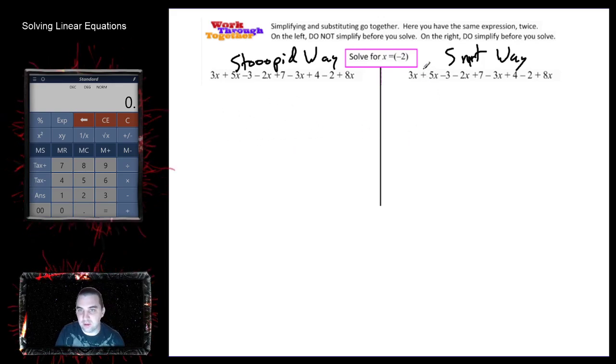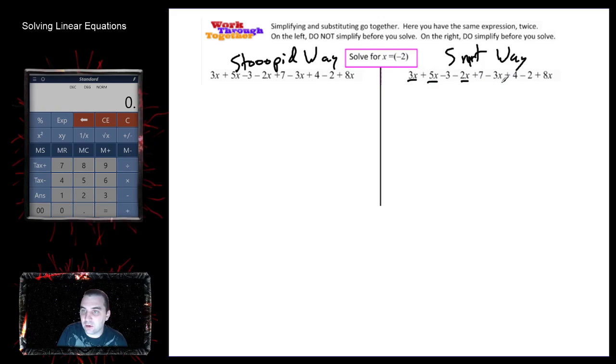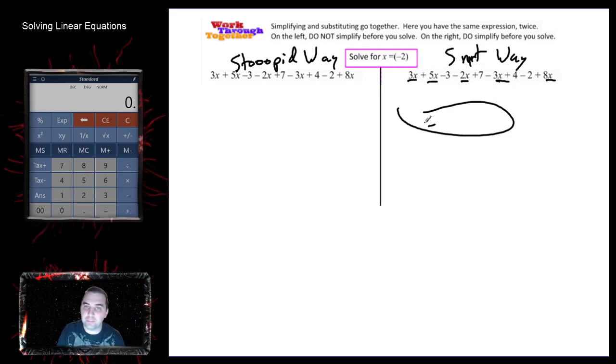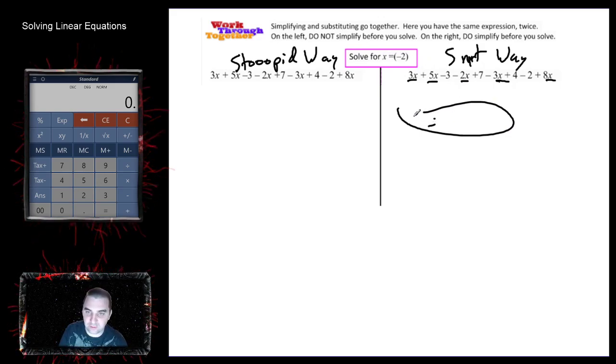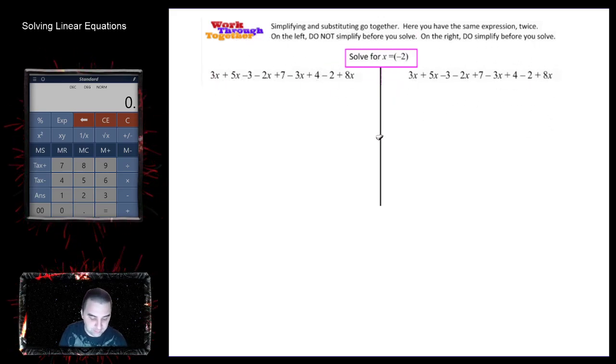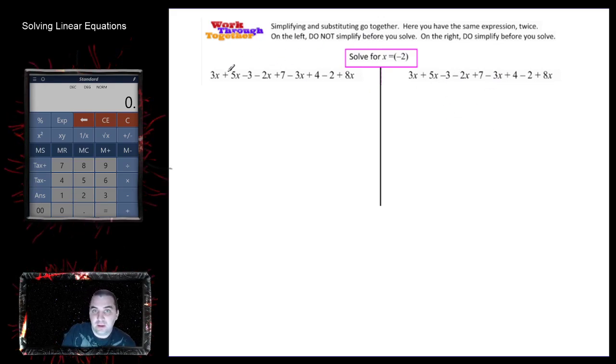Or the other way is we could just combine all our like terms for one easy thing to solve, and then we put in our substituted value, and it becomes way easier. Okay? Less room for error if you do it the right way.